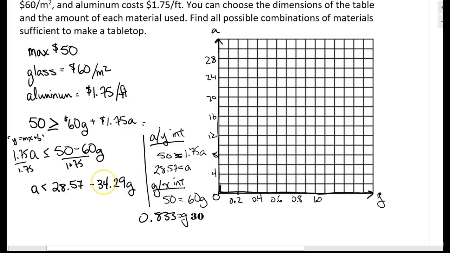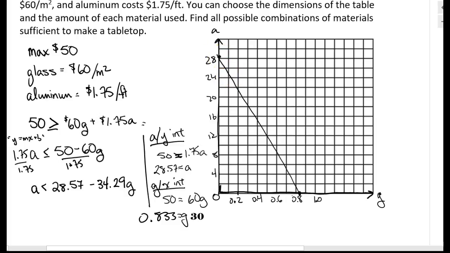So I need to go 28.57. Well, it's going to be just above 28 there. Put that point here. My other intercept is going to be 0.83. So I'm looking and I'm like, okay, well, that's going to be maybe here-ish. And then we're going to connect those lines. And this might take it. Oh, did a pretty good job.